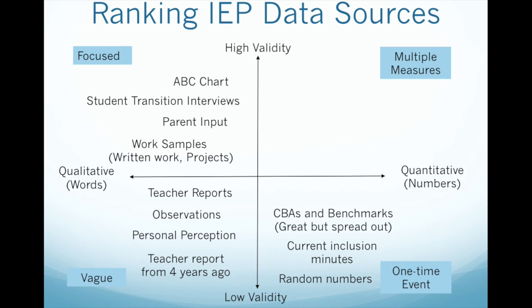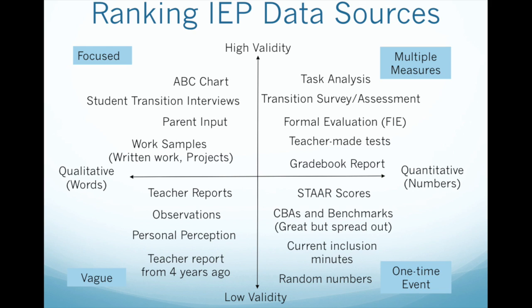Quantitative data that's a one-time event can help kind of frame our big picture, and that can include the student's current inclusion minutes, that can include curriculum-based assessments and benchmarks. These are good, valid instruments, but they're spread out over time, and they may not really capture where the kid is right now. Another very valid instrument that's a one-time event is your STAR test.